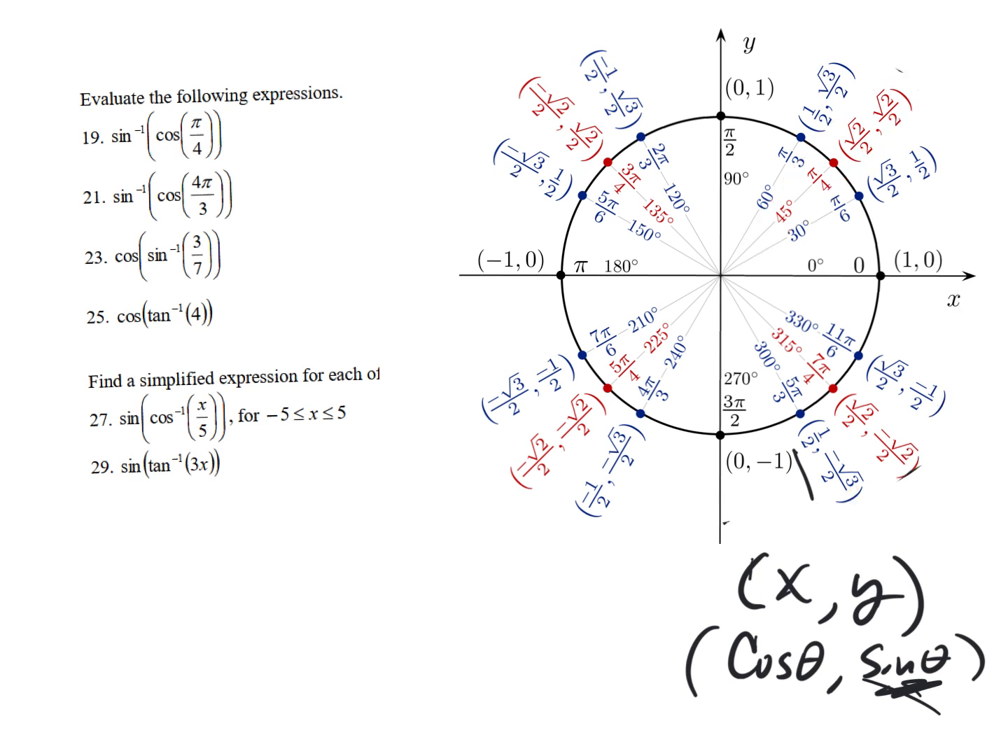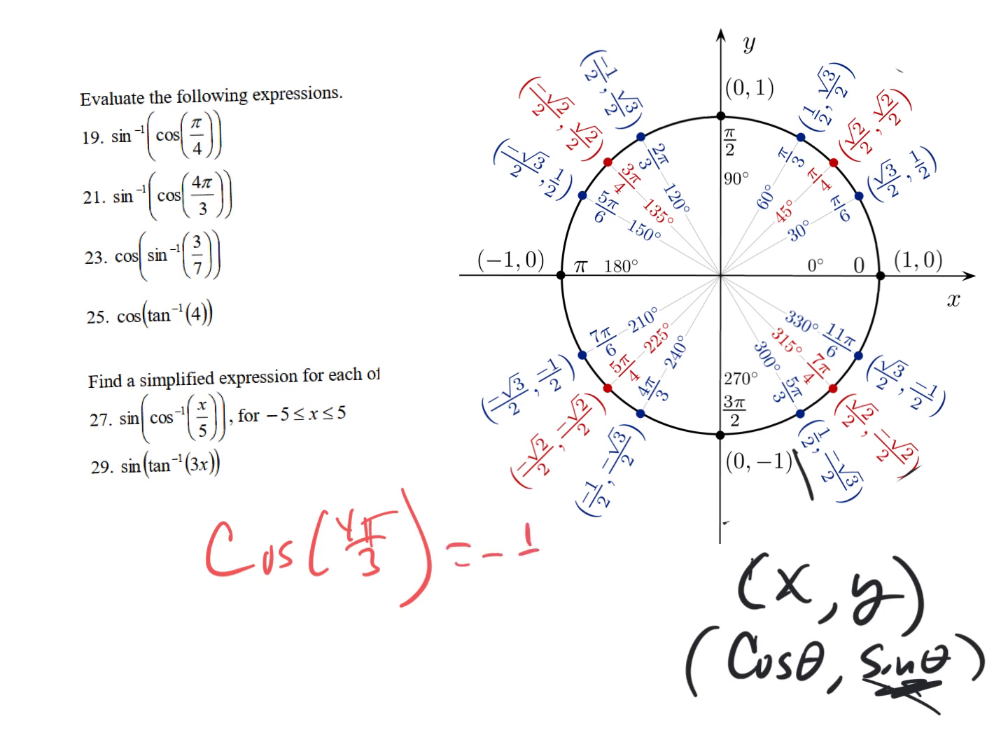So number 21 says, first off, we're going to find the cosine of 4 pi over 3. Because that's a unit circle number, let's go find the 4 pi over 3 angle. And we're looking for the cosine, right? So the cosine is the x value. So 4 pi over 3 is right there. So that's equal to negative 1/2.